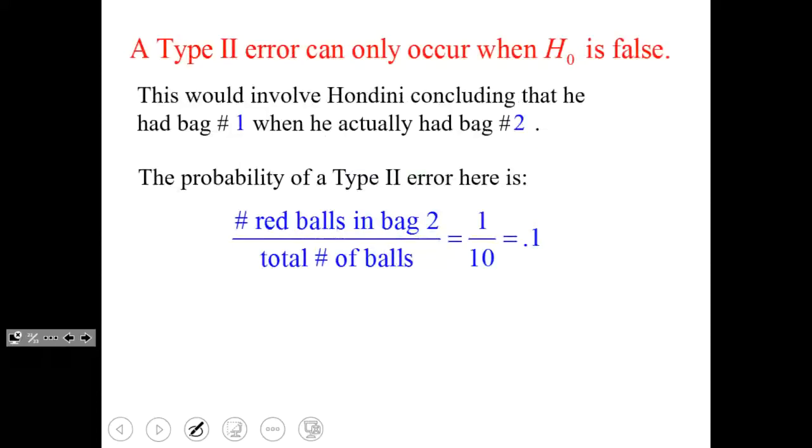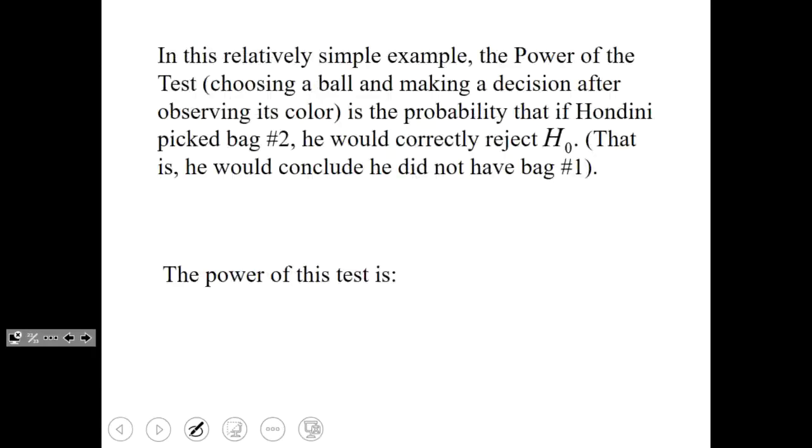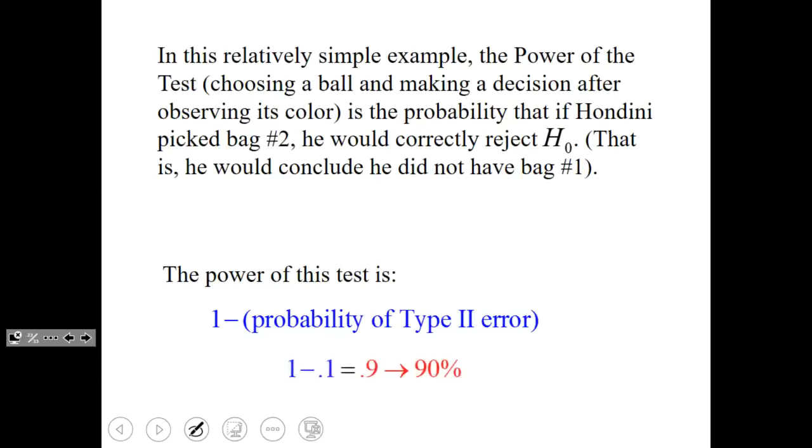So the power of the test, now these are just the chances. We have our chart, we could fill it in at this point. So the power of the test is the probability he will reject the null when it turns out he should reject the null. It's the probability of finding the alternative true when it really is true. So in this example, and this is a pretty simple one, the power of the test is the chance that he will pick bag 2, that if he got bag 2, he would correctly reject bag 1. They'd say he doesn't have bag 1. So the power of this test is going to be 1 minus the chance of type 2 error, or just 1 minus 0.1, or 90%. That's the power of this test.